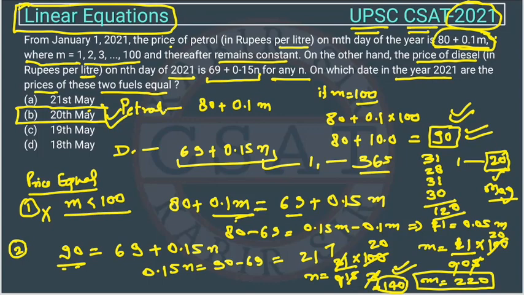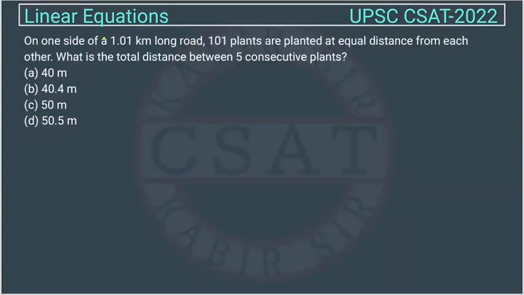See, this question has 3-4 calculations more than the other questions. But this is a good question. If you understand how we are doing it, you can solve it easily in the exam. This is a question of simple linear equation, asked by UPSC in their CSAT exam of 2022.